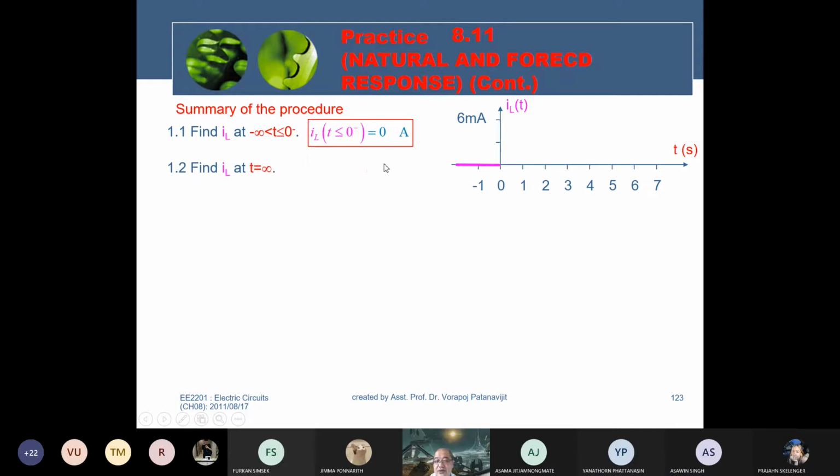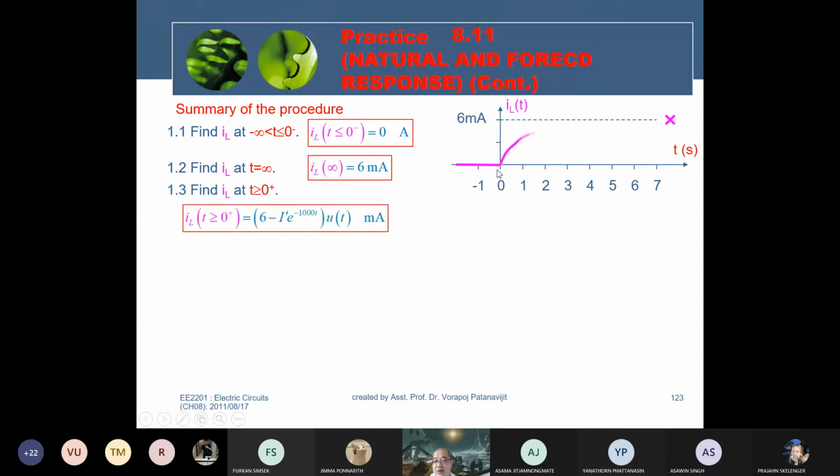Now for time less than 0, the inductor's current is 0 because it has no source feeding the circuit. For time equal to infinity, the inductor's current will reach 6 milliamps. For time greater than 0, the inductor current will increase in exponential form, reaching that point.